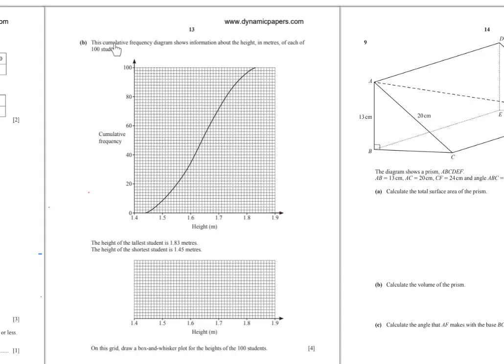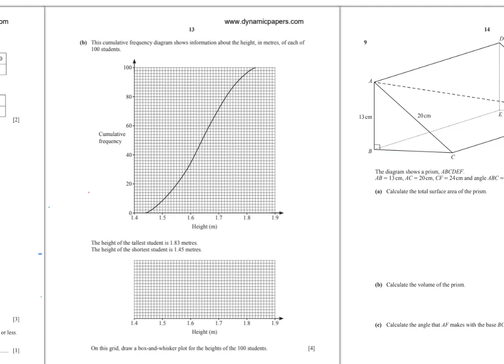Now B, the cumulative frequency diagram shows the information about the height in meters of each of 100 students. The height of the tallest student is 1.83 and the height of the shortest student is 1.45. On the grid, draw a box and whisker plot for the height of 100 students. For box and whisker, we need 5 values. The greatest value we have, the least value we have. We need to find the median and lower quartile and upper quartile.